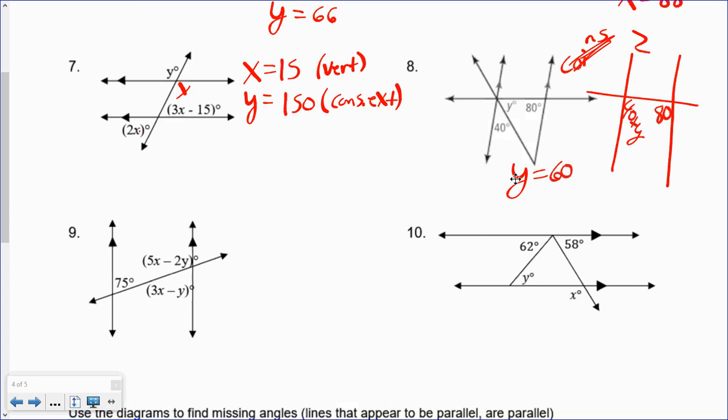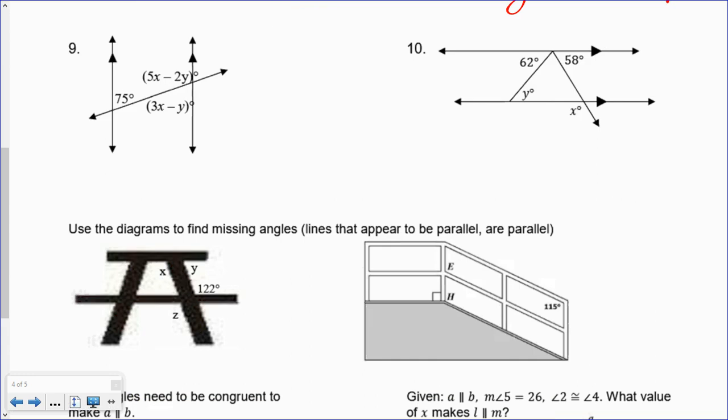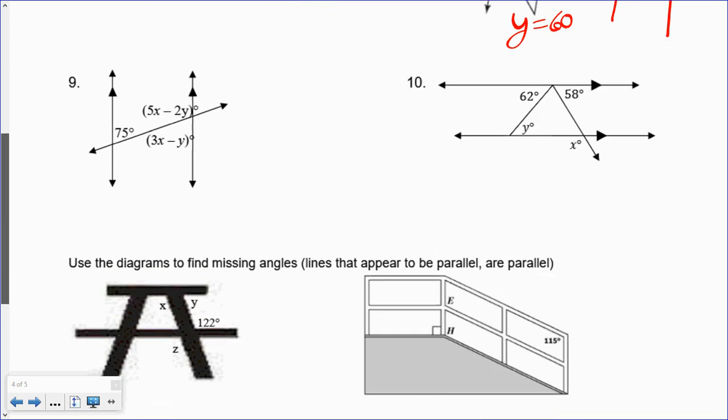Anybody venture into number 9 and notice something about that one? What do you notice about number 9? You can't do anything until you move one of those X and Y. Actually, they're fine where they are. You could move them if you wanted to, but they're fine where they are.